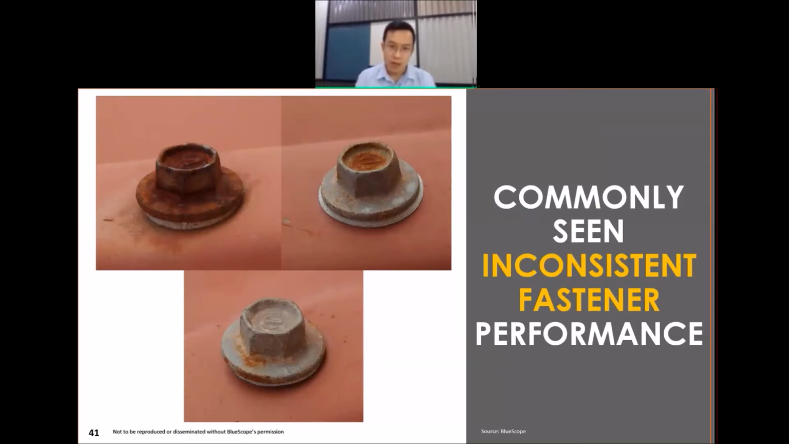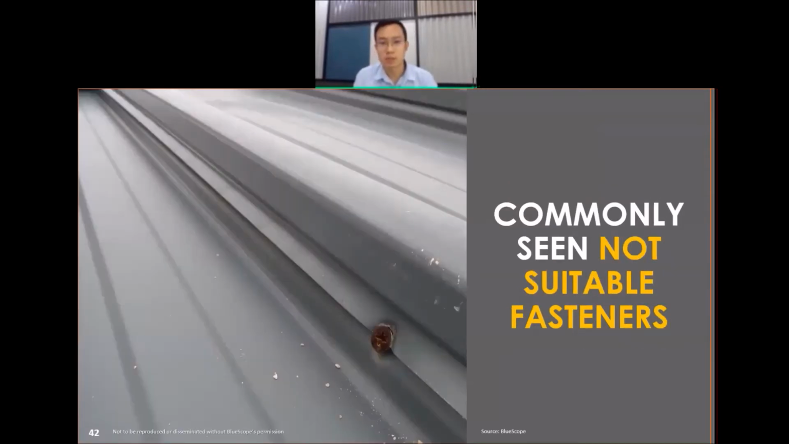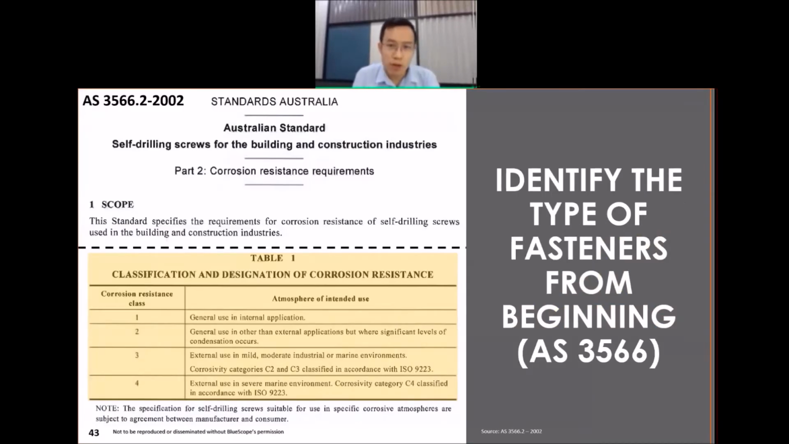But stating class 3 or class 4 fasteners is not enough, because the terms class 3 and class 4 are mostly vaguely understood, right? And over here, what you can see is inconsistent fastener performance, even though all of them are classified as class 3 fasteners. So what is a class 3 fastener, right? This is another type of unsuitable fastener that is most likely not class 3 or class 4.